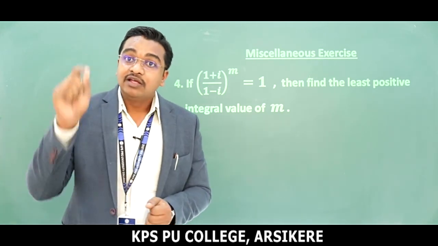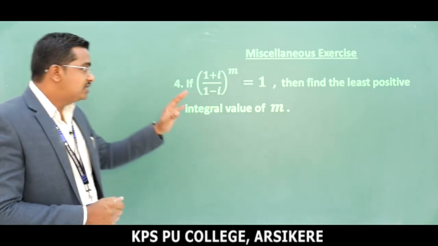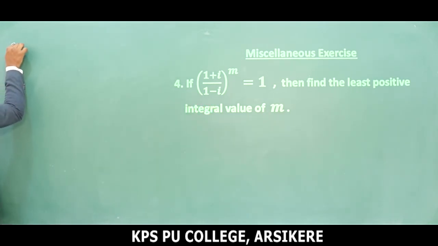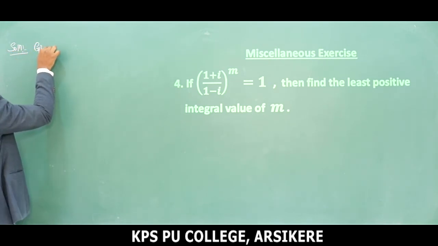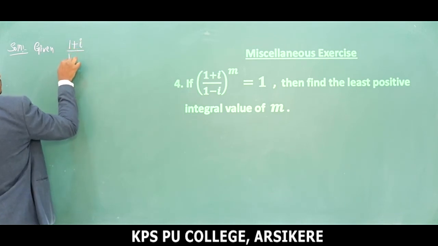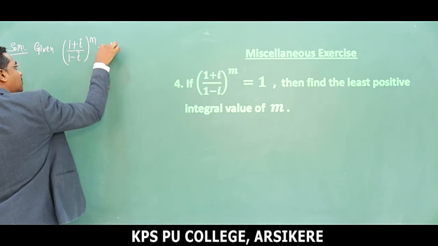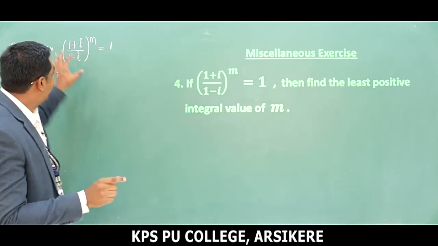Here we need to find the least positive integral value of m. Take the given question as it is. Solution: what is given here? (1 plus i) divided by (1 minus i), whole power m, is equal to 1. So first, simplify the inner terms.